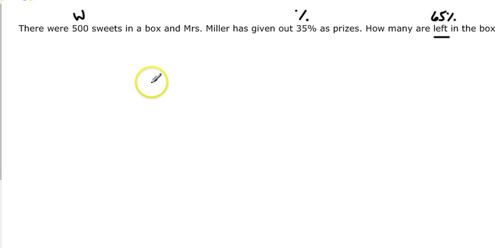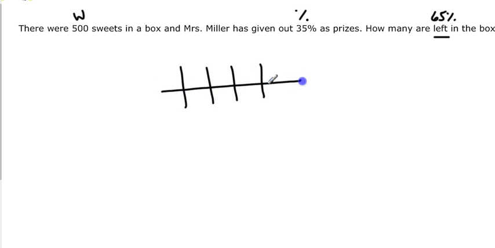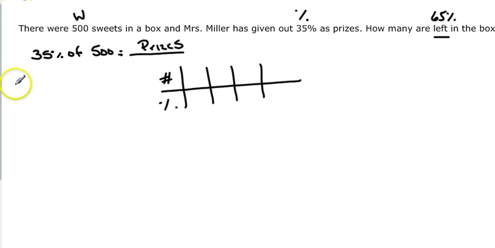So I'm going to go ahead and set it up in a ratio table, and we're going to do a number to percent comparison, because I'm missing my part. So this would be set up as 35% of 500 equals, and that would be candies. These would be the amount for prizes, so they were given out. Or you could do 65% of 500 would be what's left in the box. So I'm going to use 65% this time.